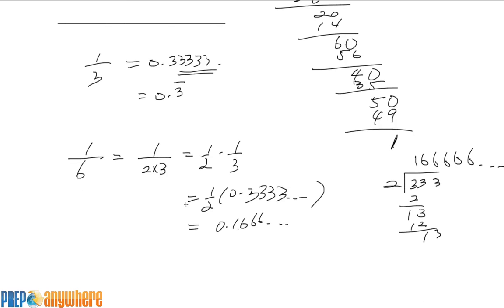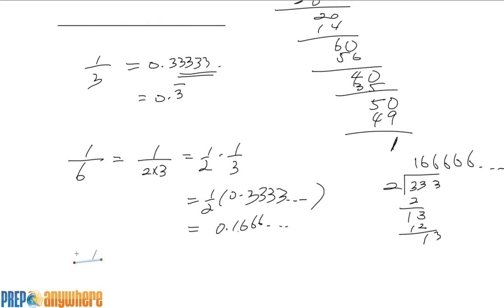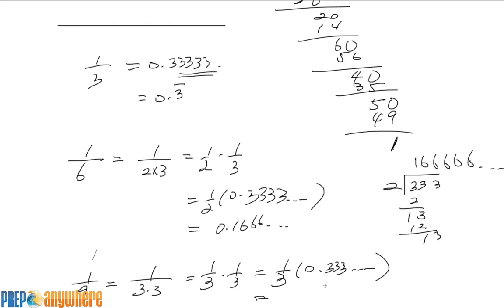Okay, let me give you an even more useful example. What about 1 over 9? Okay, 1 over 9. That's a third of 1 over 3. And you can think of this as a third of 0.333 and so on. That's the same thing as dividing all of these 3s by 3. So it's going to be 0.1111. So 1 over 9 is 0.1 repeating.